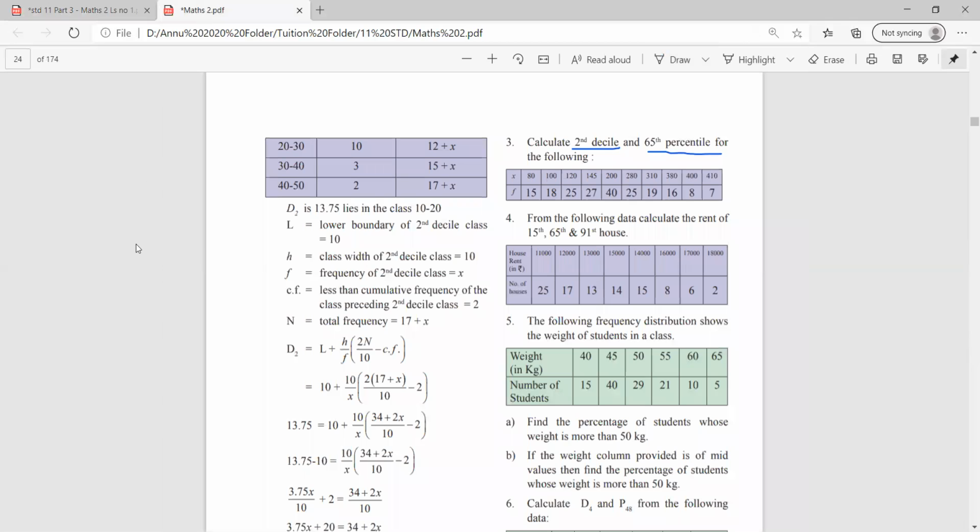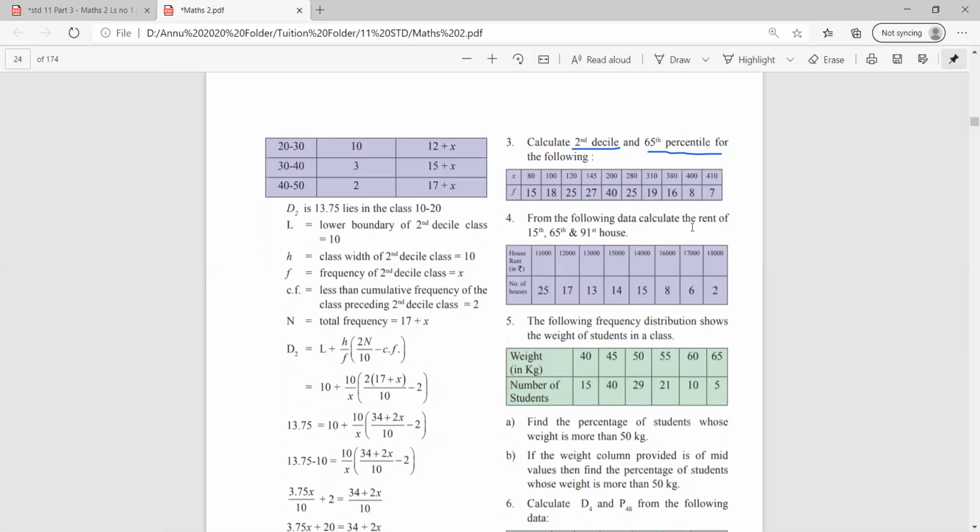So I hope you all are clear with the third sum as well. Next, coming to the fourth one. From the following data, calculate the rent of 15th, 65th and 91st house. So this is the sum they have given. Again, if you can identify, this is which type of data? Ungrouped data. Correct?